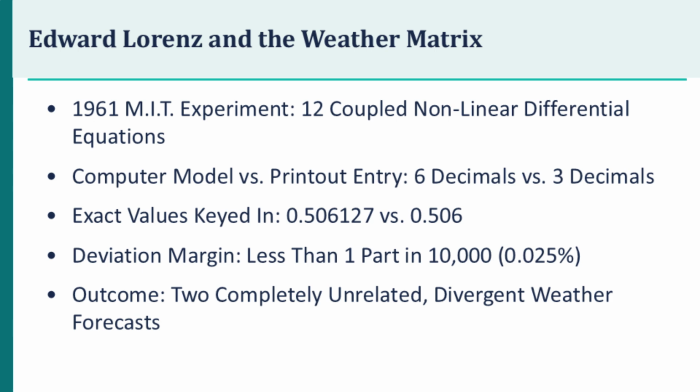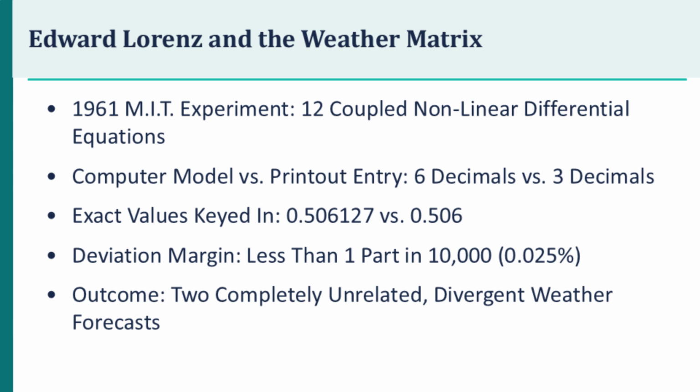To save time, instead of restarting the entire simulation from the very beginning, he typed in the initial values directly from a previous printout. He entered the value 0.506, which was rounded to 3 decimal places, whereas the computer's internal memory held the highly precise 6-decimal figure of 0.506127. Lorenz left his office to grab a cup of coffee while the computer crunched the numbers. When he returned, he was astonished by what he saw. The new weather simulation started out identical to the previous run, but within a simulated period of just a few weeks, the two lines began to diverge dramatically, eventually forming two entirely different, unrelated weather patterns.